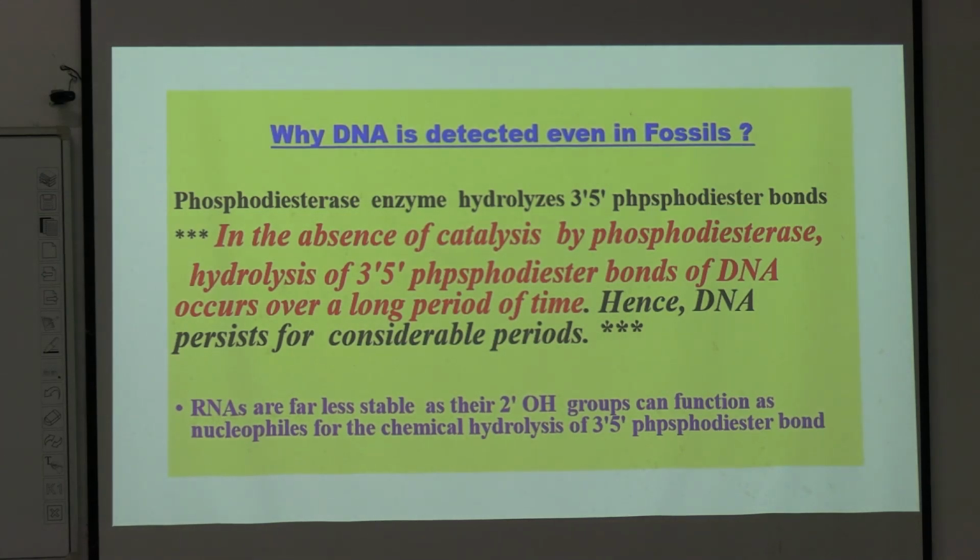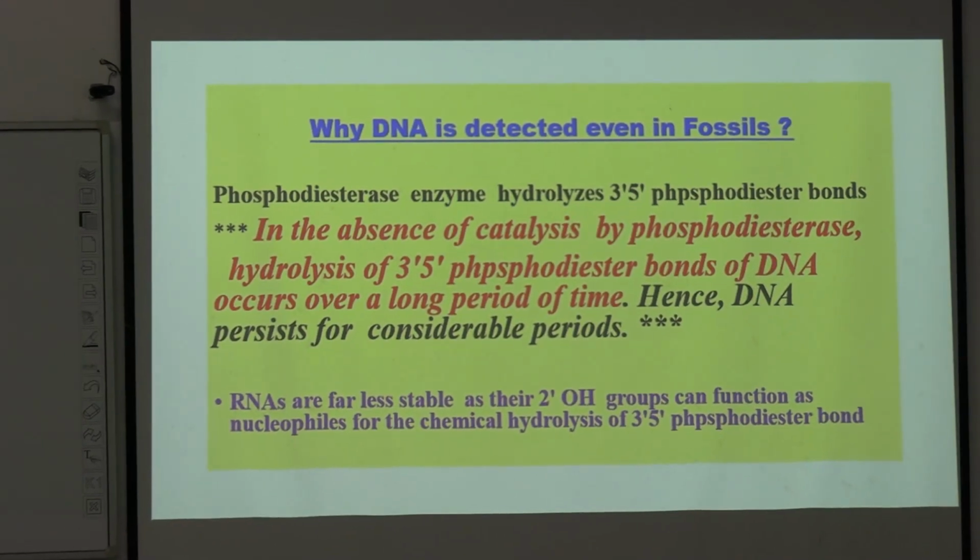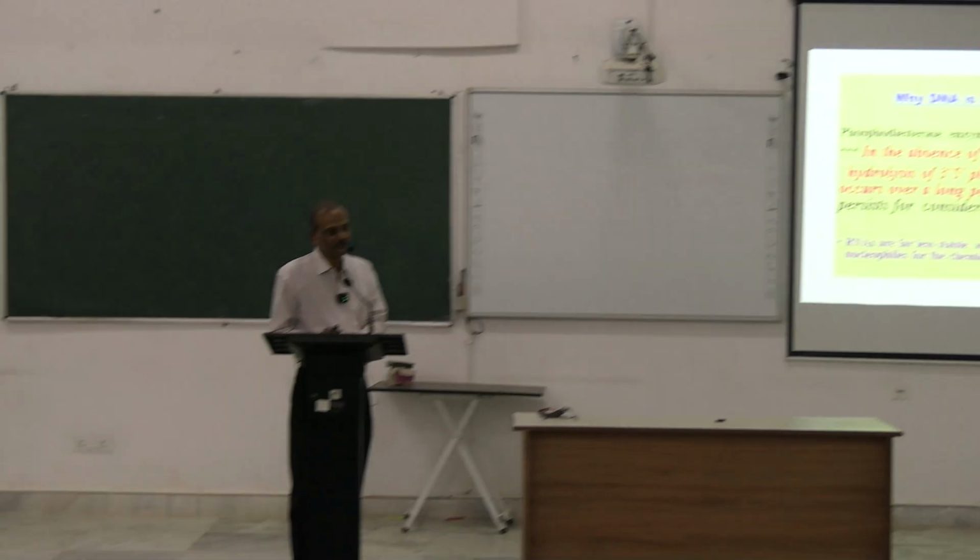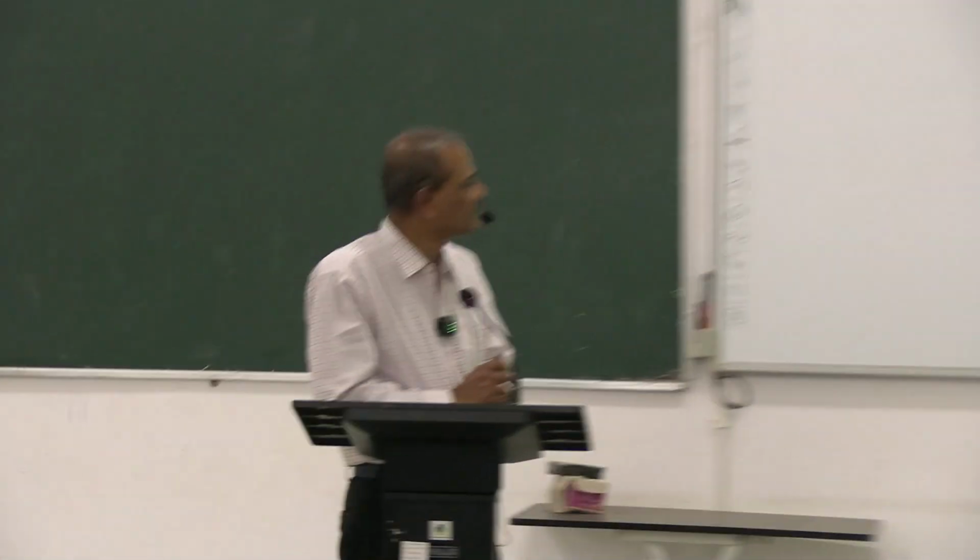So you can understand why DNA is detected in fossils: the phosphodiester bond is very much stable, and that's why, in the absence of phosphodiesterase enzyme digestion, it can persist over a considerable period of time. RNAs are less stable.